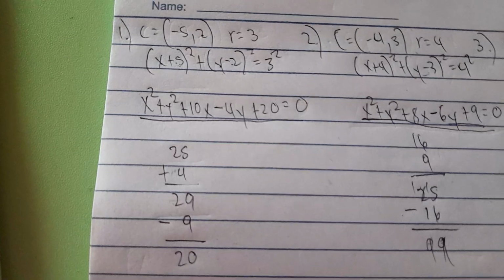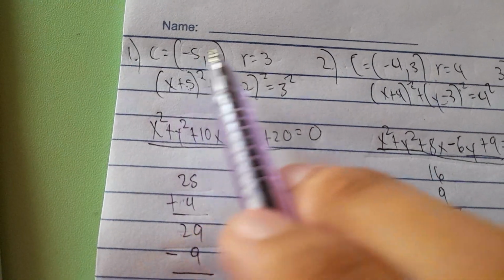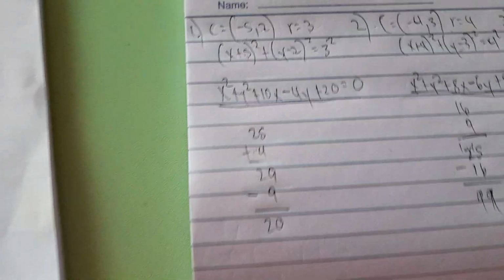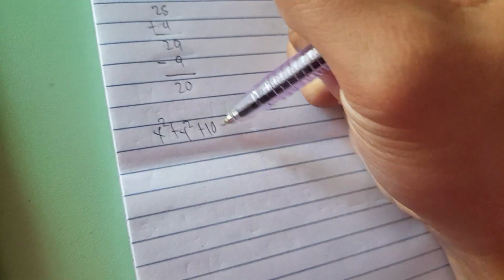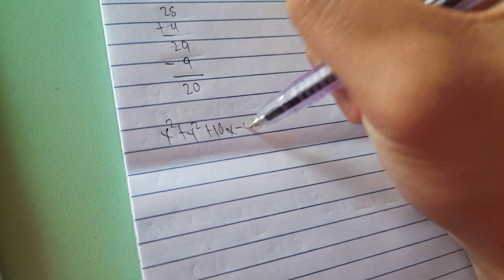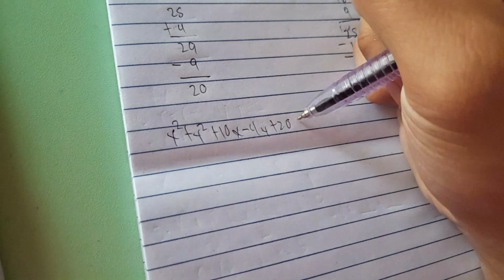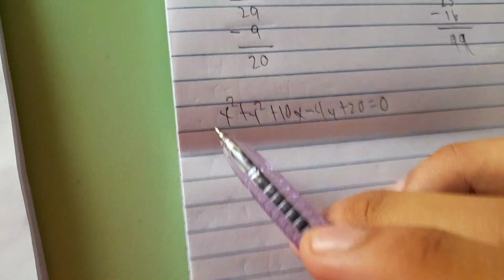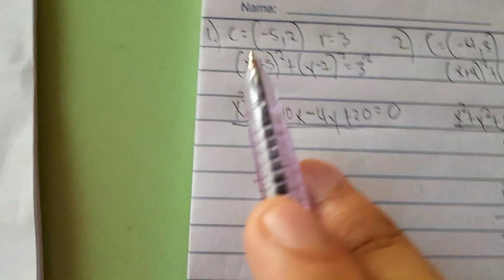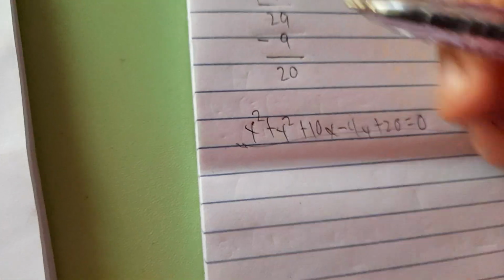But what I'm going to show you right away is how we find the center. For example, take x squared plus y squared plus 10x minus 4y plus 20 is equal to 0. How do we find the center and the radius in standard form if a problem like this one is given to you? How do we exactly do that?